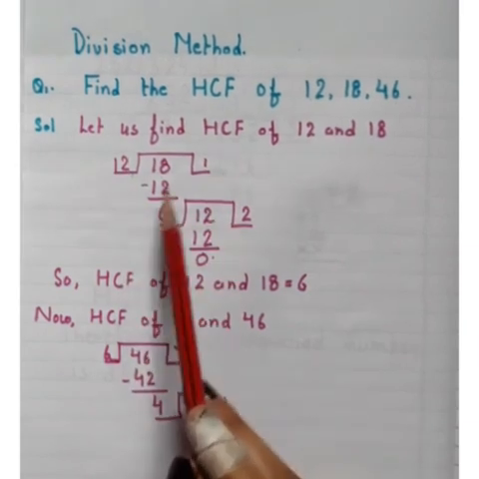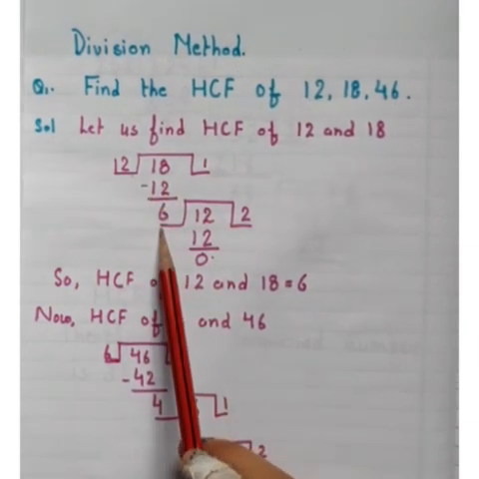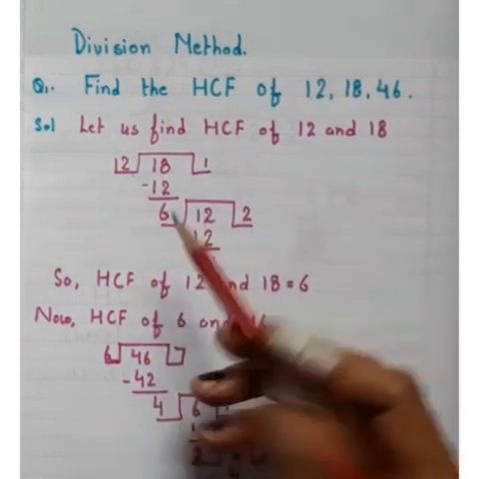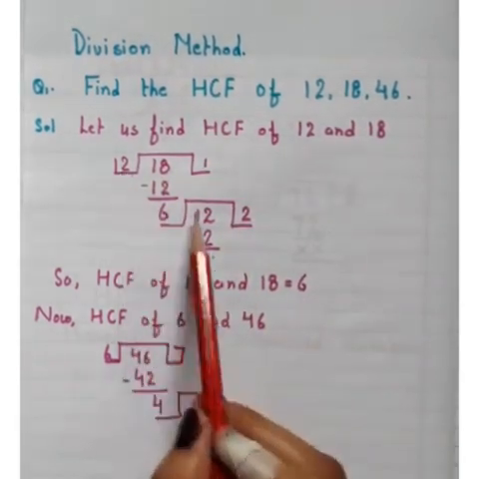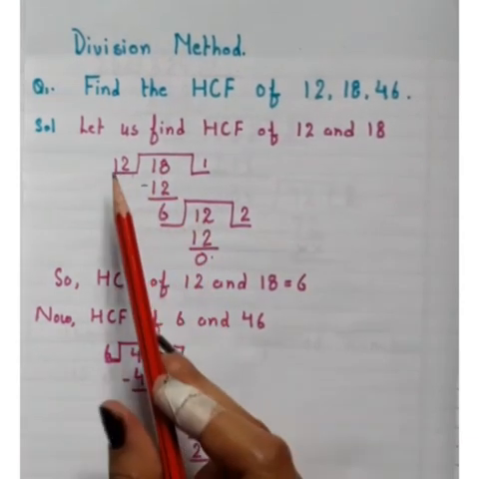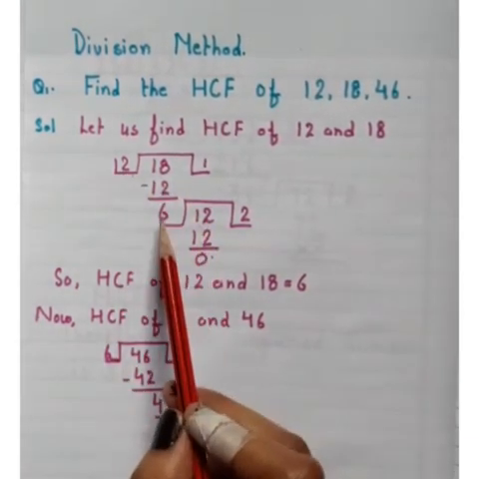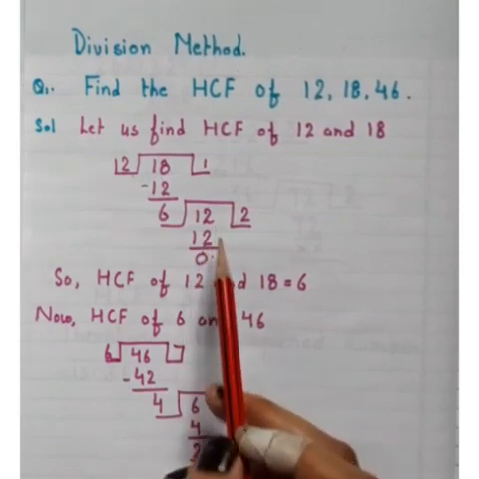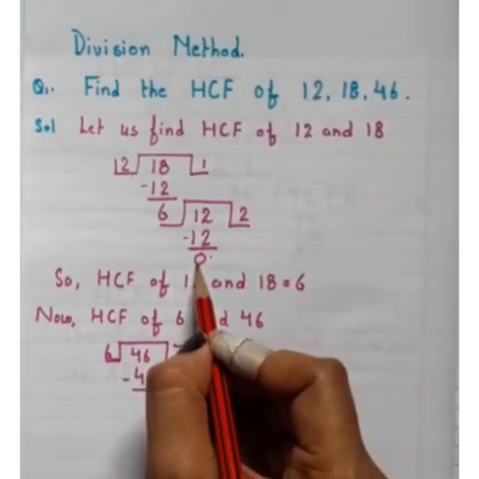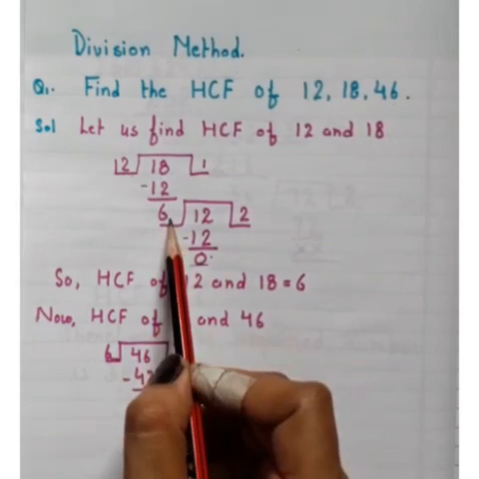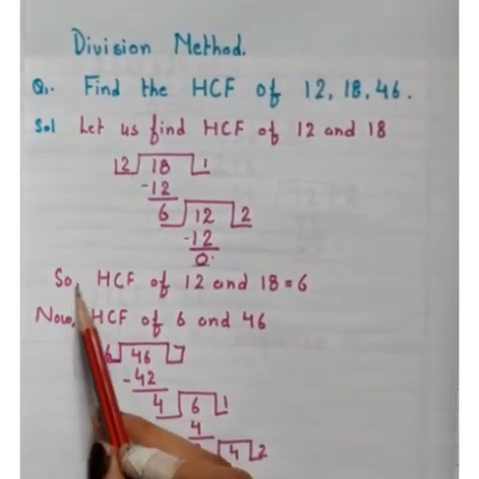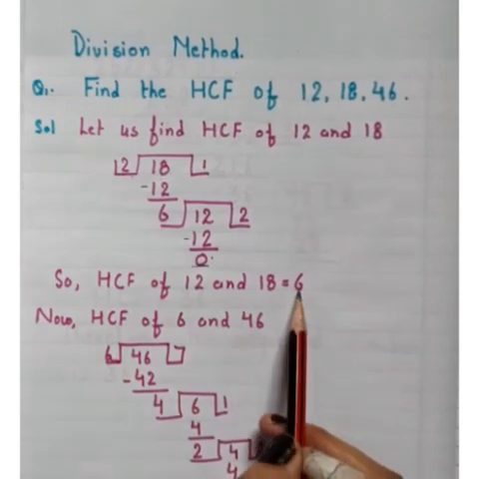Now 12 ones are 12. 18 minus 12 will be 6. Then again you have to make a box, and this divisor over here becomes your dividend. Clear? You have written this divisor over here. Now 6 2s are 12, and 12 minus 12 will be 0. So when you get 0, this divisor becomes your HCF. So the HCF of 12 and 18 is 6.